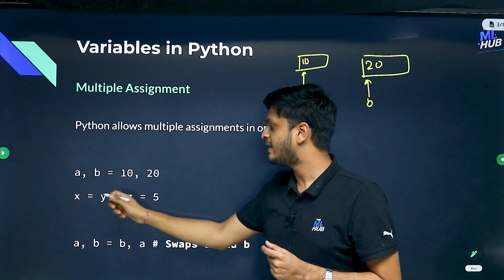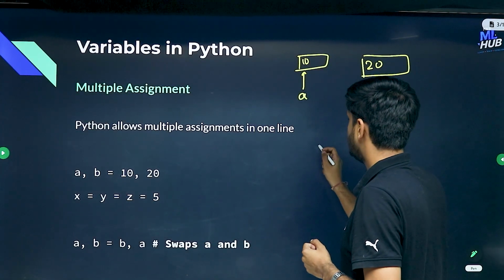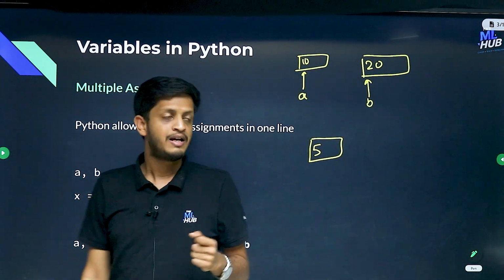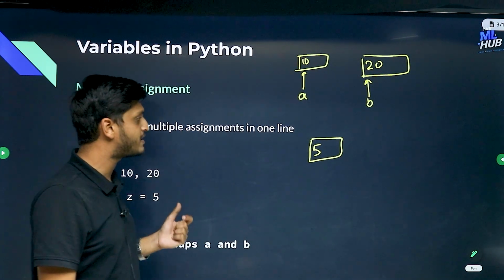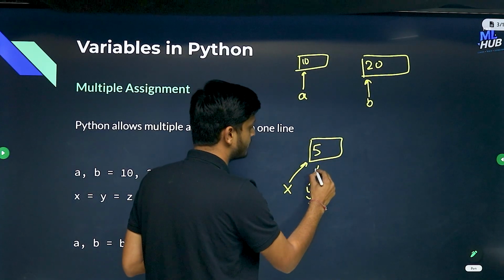And similarly I can write x equal to y equal to z equal to 5. So here what will happen? 5 will be stored in memory, and the three variable names x, y and z, all three of them will point to the same memory location.